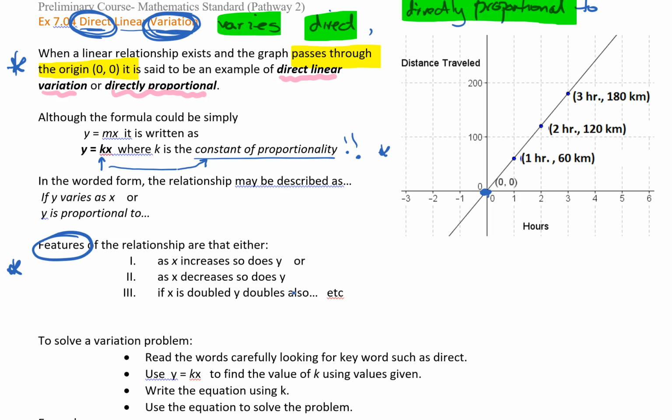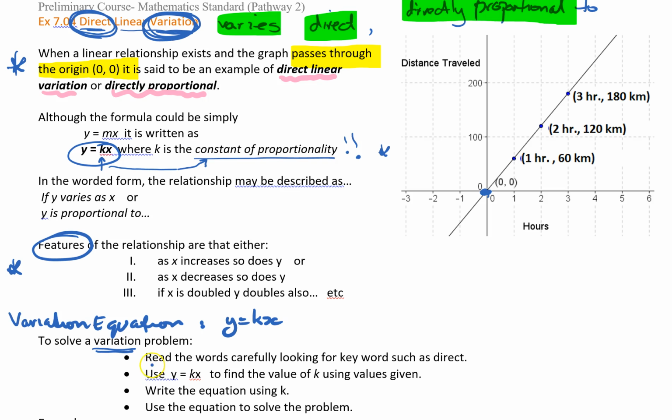Now, you often get asked to write the variation equation. A variation equation will look like this. A variation equation, I better write that. The variation equation will be y equals kx. Well, that's how it'll start.